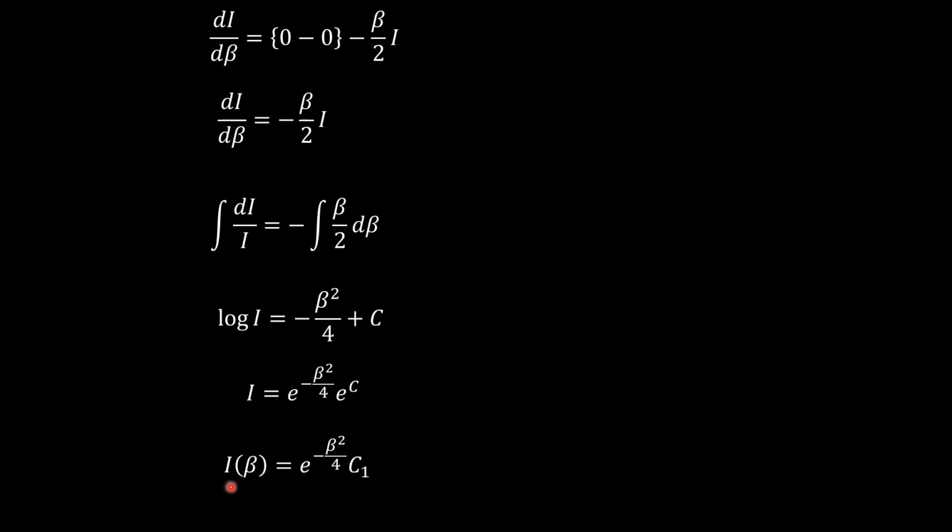So we have I of beta being equal to e to the power negative beta squared over 4 times a constant c1. So what happens if beta is taken to be 0? When beta is taken to be 0, that is equal to our constant c1. So we need to really evaluate what c1 is all about. So plugging 0 into our original integral, cosine beta x becomes 1. So we have half the Gaussian integral, which is root pi over 2. So c1 is root pi over 2.